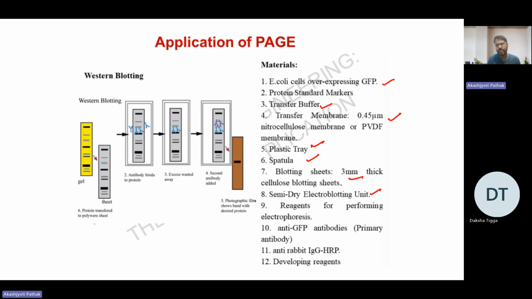You have different types of electroblotting unit. One is semi-dry, another is liquid, where you transfer in buffer. Then reagents for performing semi-dry electroblotting, reagents for performing electrophoresis, and anti-GFP antibody and anti-rabbit IgG HRP. This is your secondary antibody, and this is your primary antibody. And then there are the developing reagents. You need the substrate and chemicals which can react with the fluorophore or the enzyme present on the secondary antibody.